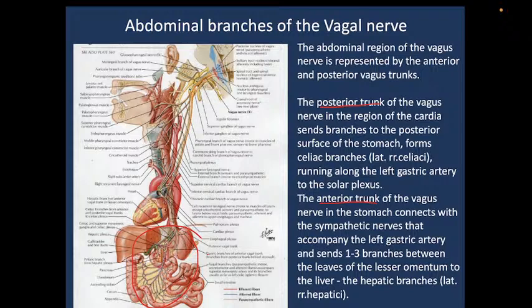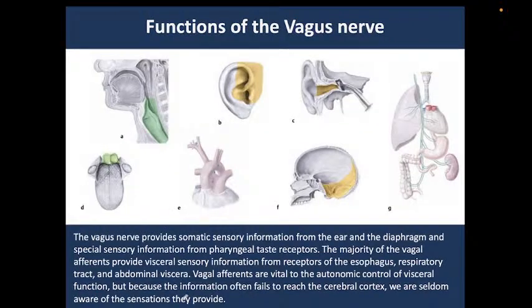So really, it is true to call this nerve vagus, because we could find this nerve everywhere: in the head, in the cervical region, on the neck, in the chest, and even in the abdominal cavity. As you see, a lot of functions.